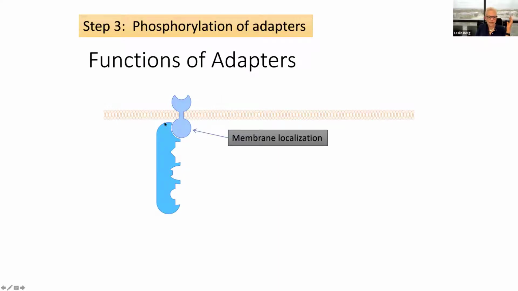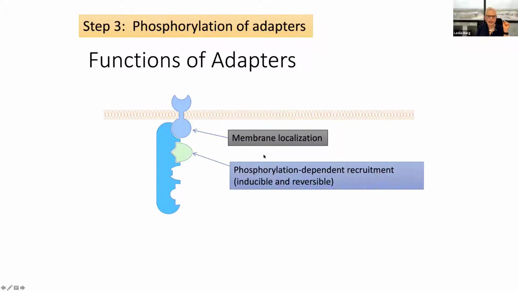So some adapters will bind to a protein in the membrane that will help them localize to the membrane. Because the adapter proteins are phosphorylated, they can recruit proteins in a reversible manner. So when the adapter is phosphorylated, a protein will bind. When the adapter gets dephosphorylated, that protein will fall off.